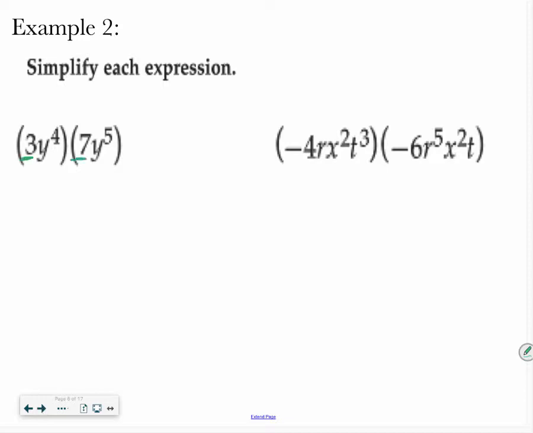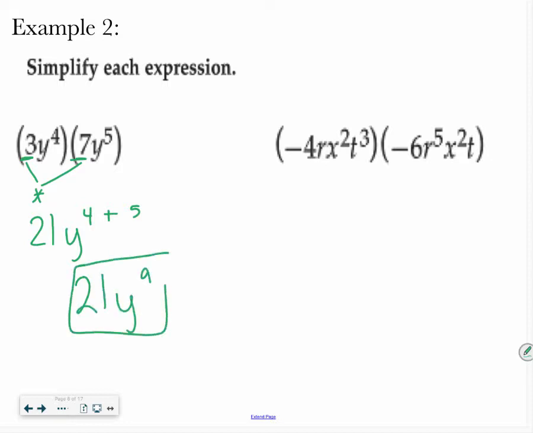First, if you have constants or whole numbers, what you do is you start by multiplying those together. So I have 21, and then I have y to the 4th times y to the 5th, which ends up being y to the 4th plus 5. So 21y to the 9th power is my answer.